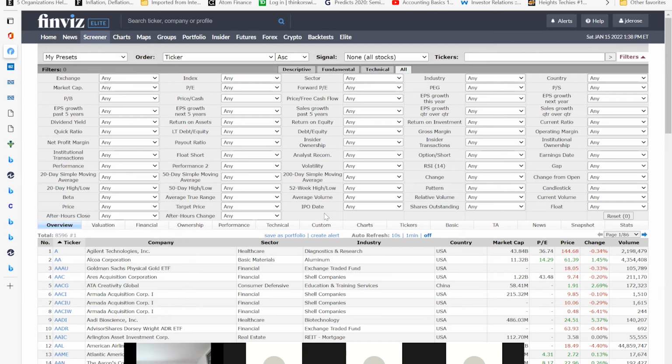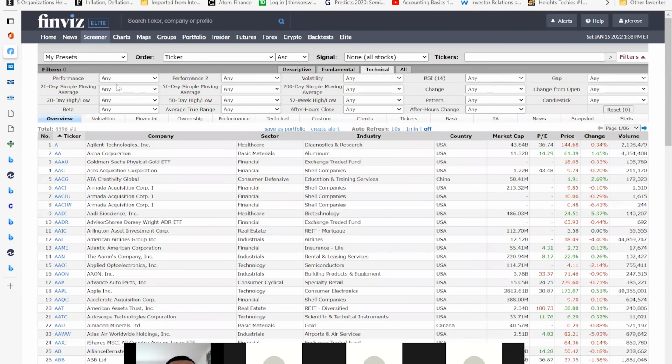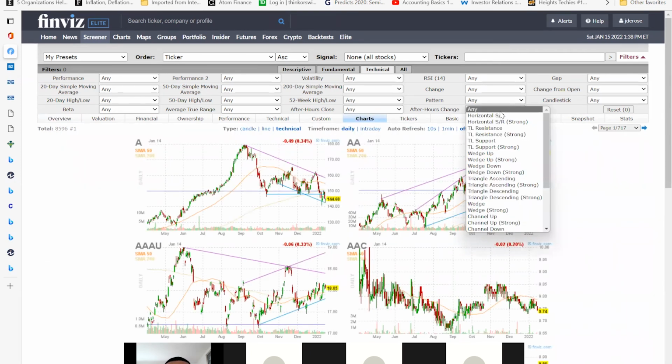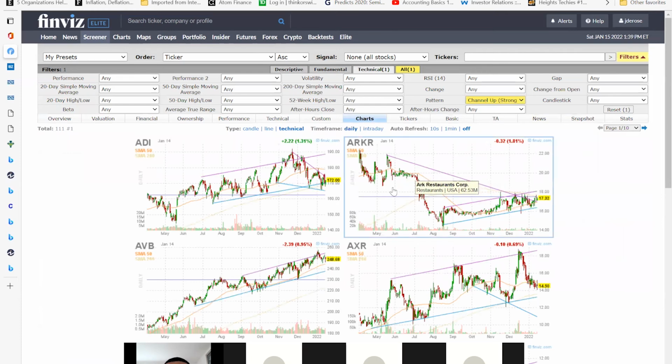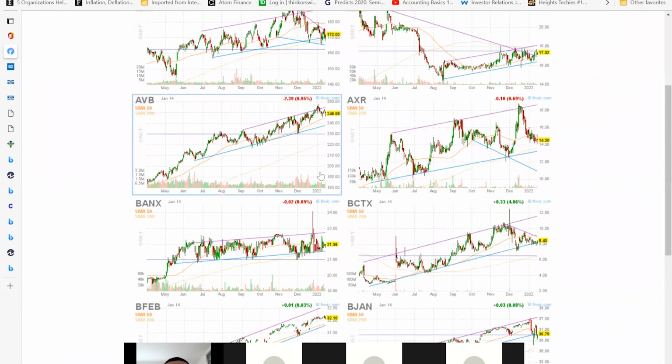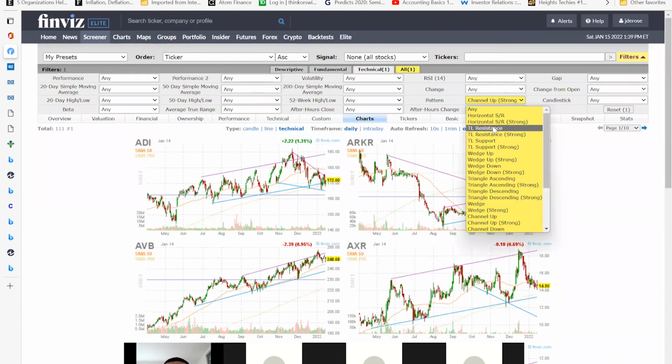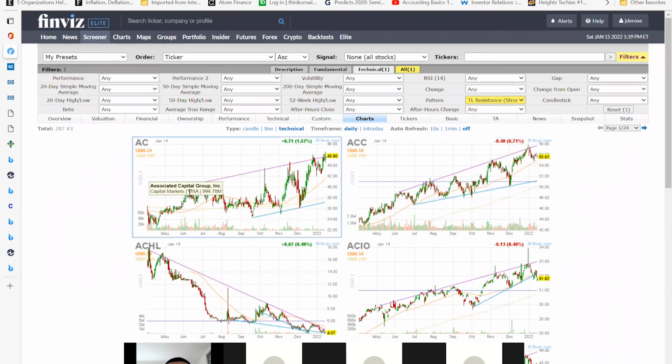Then for you guys who are interested in technical trading, you could literally screen for technical patterns. Let me click technical just to show all the technical stuff. I know we didn't cover technical stuff, but it's still here, right? Let's click charts. You come here and see who has a strong channel up, which is a technical pattern I like. Or it says trend line, resistance, strong. Okay, so who has an uptrend, right?